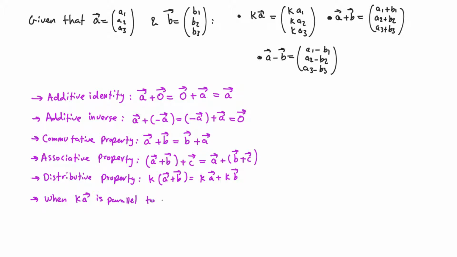Now, if we're multiplying a scalar by vector a, that means that k times vector a is parallel to vector a. Then if we take the magnitude of k times vector a, that is actually equivalent to the magnitude of k multiplied by the magnitude of vector a. So we can kind of separate their lengths.